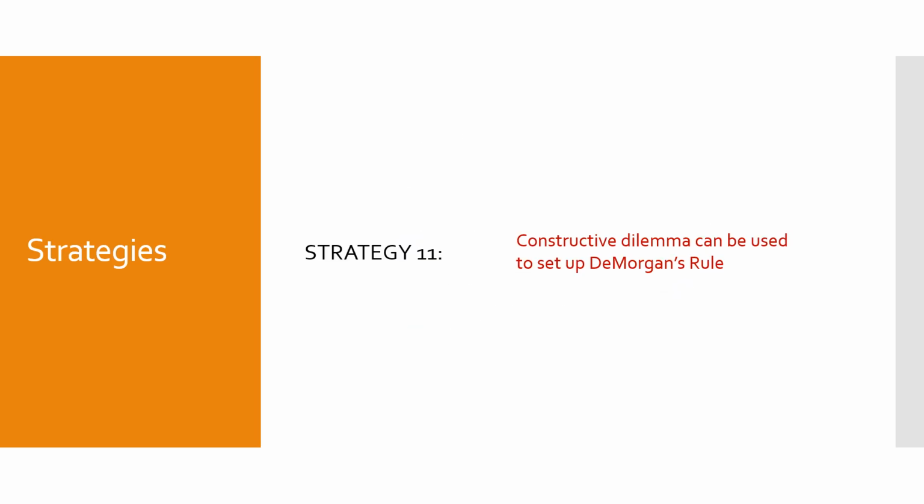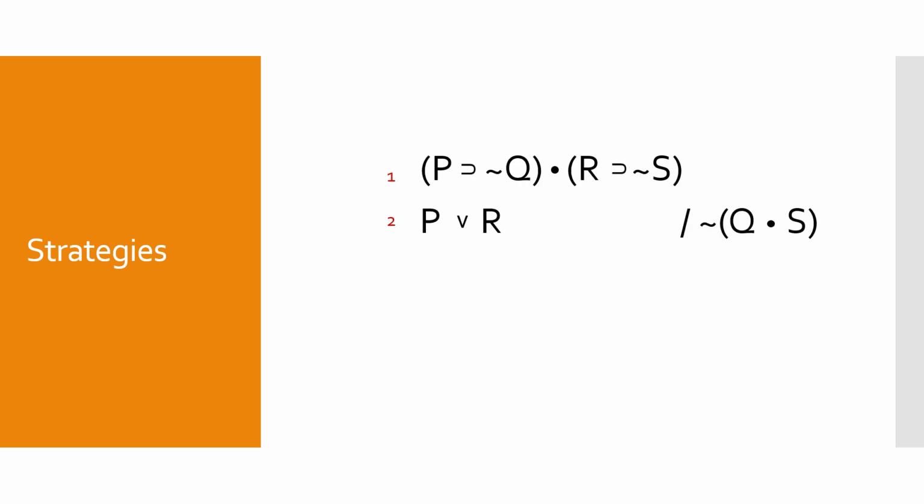Strategy 11 tells us that a constructive dilemma can also be used to help us set up De Morgan's rule. So if we have an argument like this, where I have in the original premise, if P is true, then not Q, and if R is true, then not S, and then the second premise says P or R, rather clearly we can draw the conclusion from this using a constructive dilemma that it is not Q or it is not S. And from that, we very easily get De Morgan's law converting itself into our conclusion, which is it is not the case that Q and S, by simply distributing out the tilde and then changing our operator from an OR to an AND.